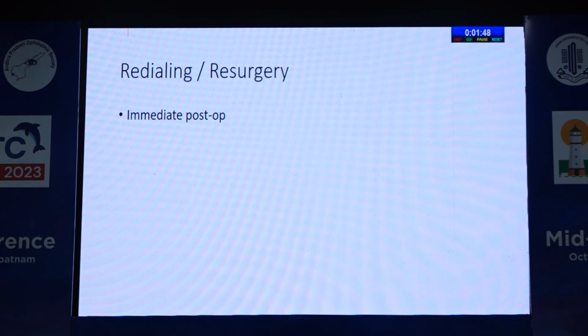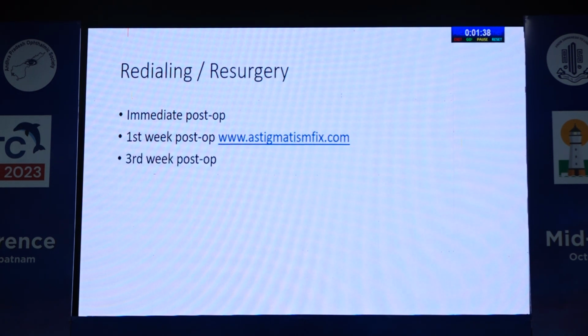Suppose that is not significant, or we feel it might become better, we wait for 1 week to 3 weeks. And depending on the calculations, we redial the patient. We use this astigmatismfix.com website to assess the amount of redialing to be done. But after 1 month to 6 months, maybe it is better to consider LRI or OCCIs or even PRK.